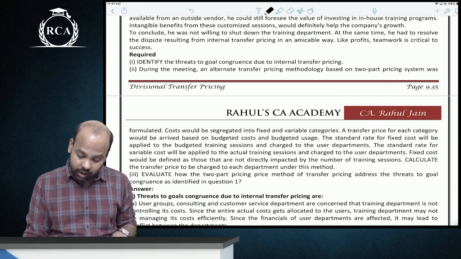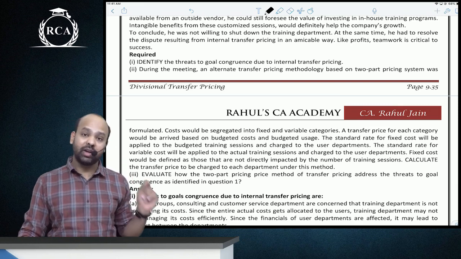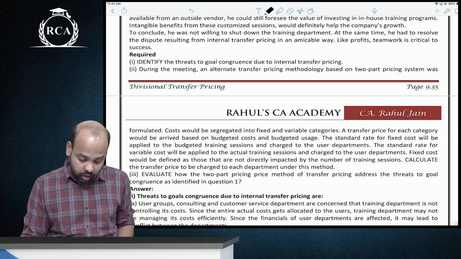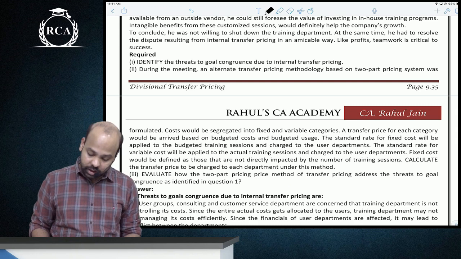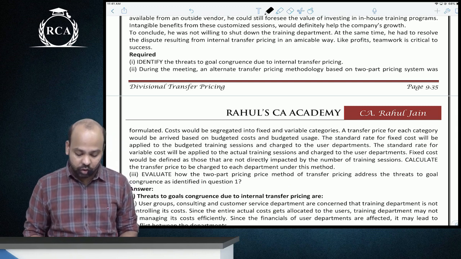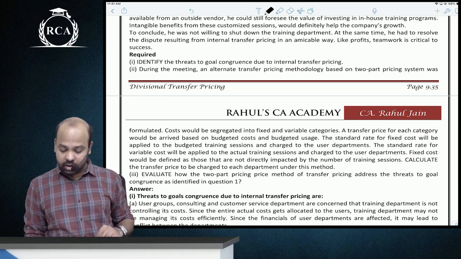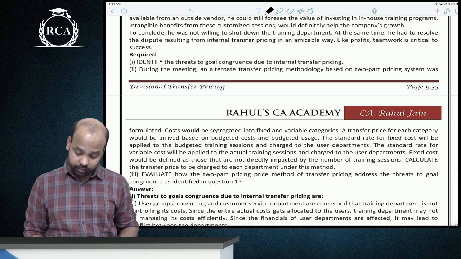During the meeting, an alternate transfer pricing methodology based on two-part transfer pricing. Two-part beta is variable cost per unit into number of units plus a lump sum consideration was formulated. Costs would be segregated into fixed and variable categories. A transfer price for each category would be arrived based on budgeted cost and budgeted usage. The standard rate for fixed cost will be applied to the budgeted training sessions.